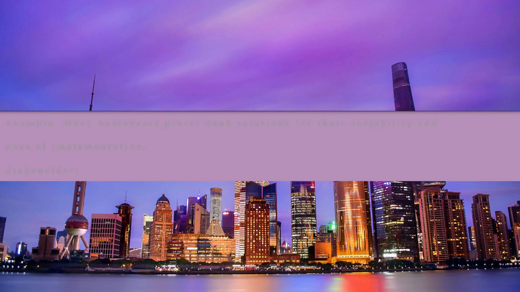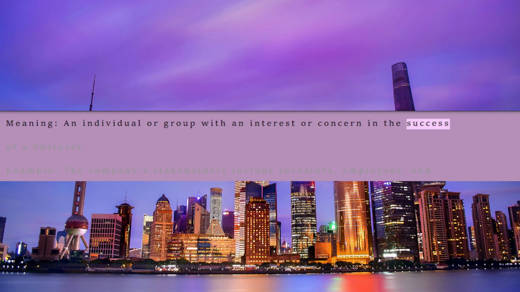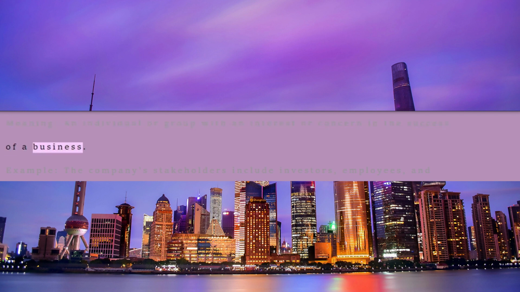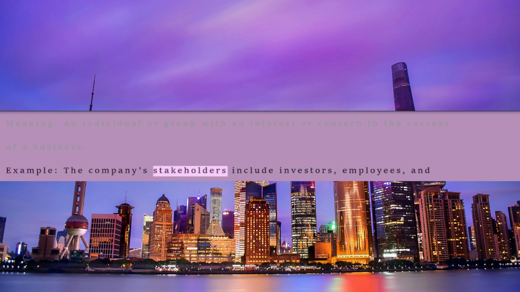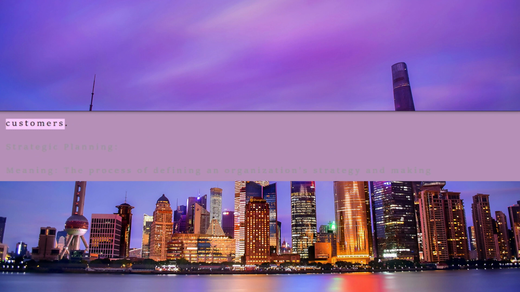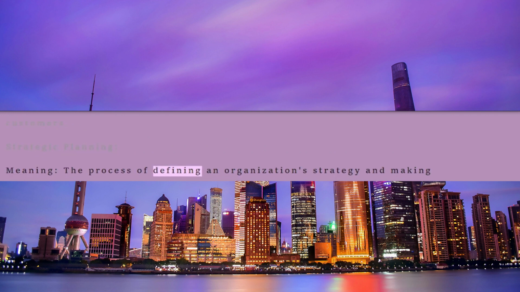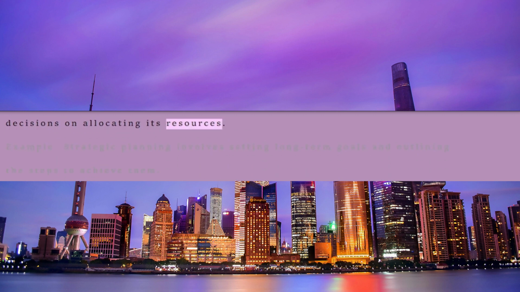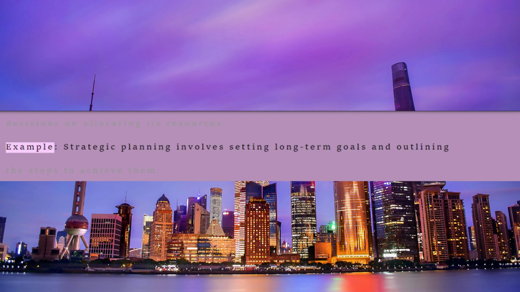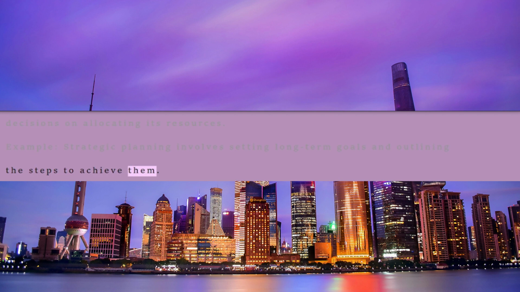Stakeholder. Meaning, an individual or group with an interest or concern in the success of a business. Example, the company's stakeholders include investors, employees, and customers. Strategic planning. Meaning, the process of defining an organization's strategy and making decisions on allocating its resources. Example, strategic planning involves setting long-term goals and outlining the steps to achieve them.